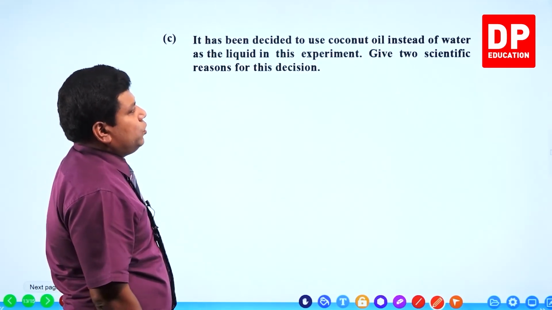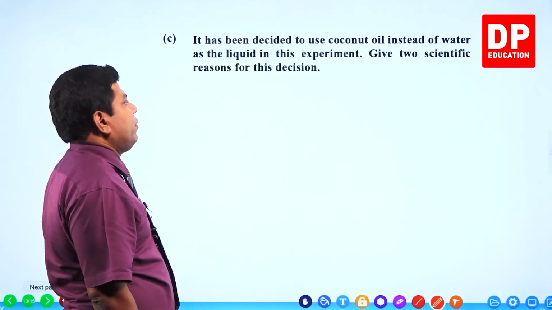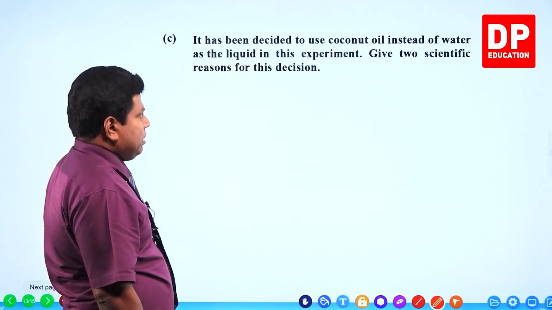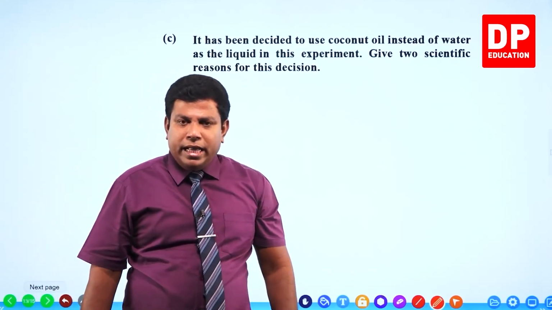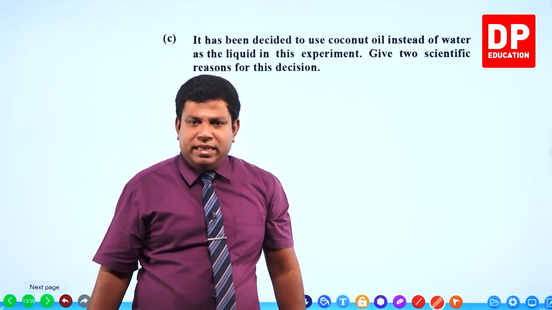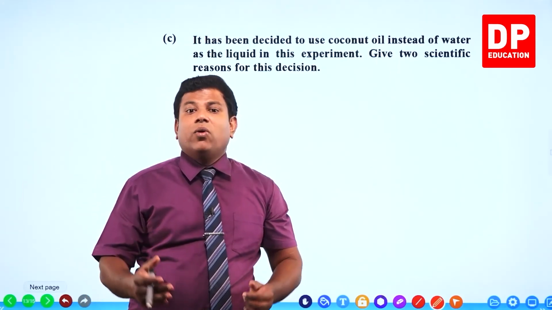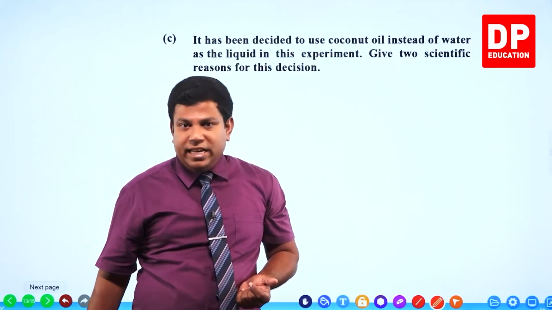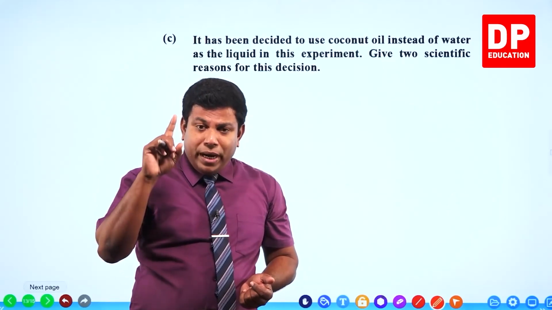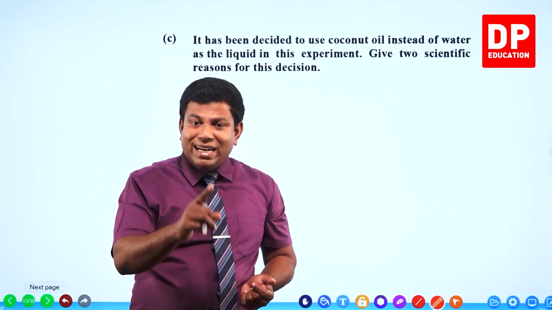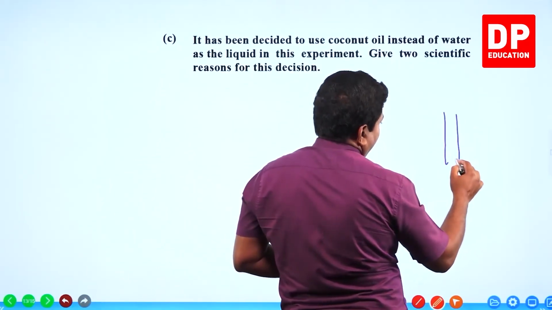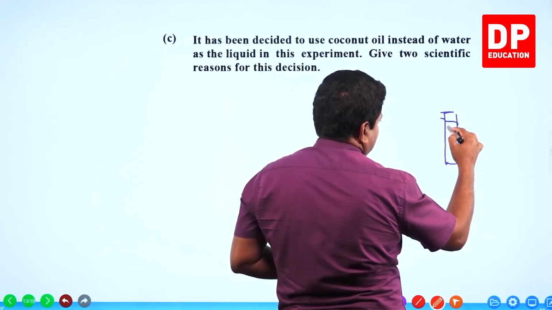It has been decided to use coconut oil instead of water as the liquid in this experiment. Give two scientific reasons for this decision. See, coconut oil, its boiling point is high. Water will boil at 100 degrees. So when you use coconut oil, you can even go for temperatures beyond 100 degrees. Point number one. Point number two, compared to water, coconut oil doesn't conduct electricity. So when you have the coil like this, look at this. You have a wooden rod and the coil is like this.